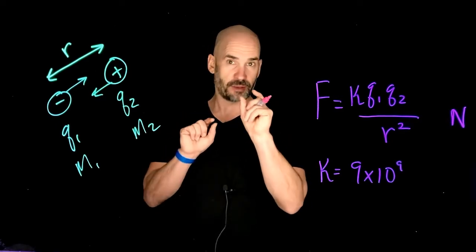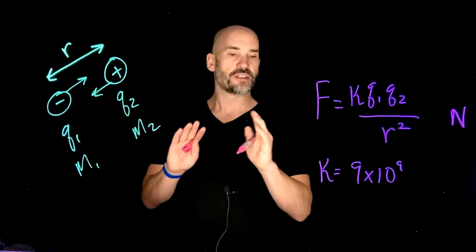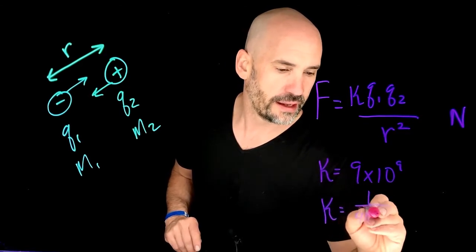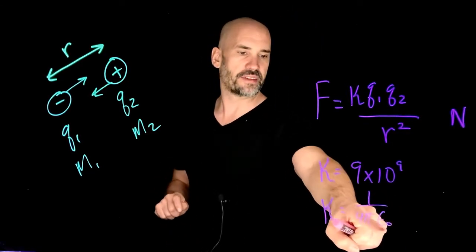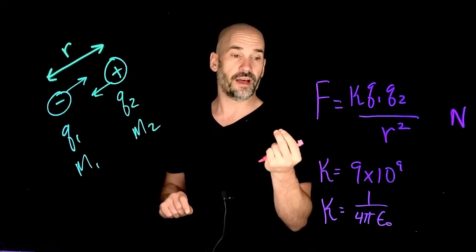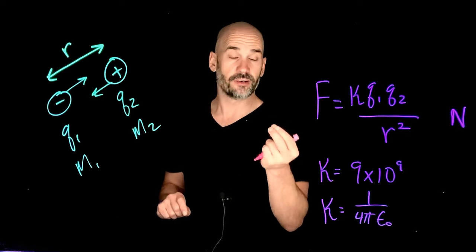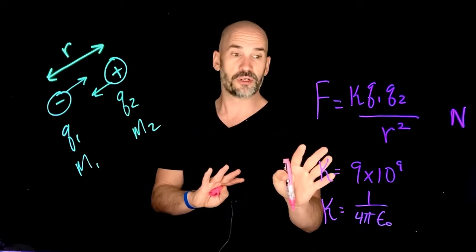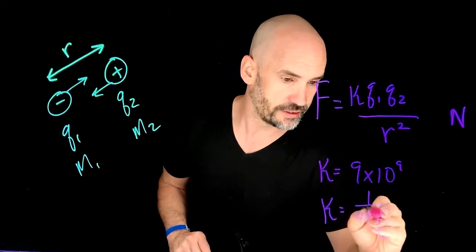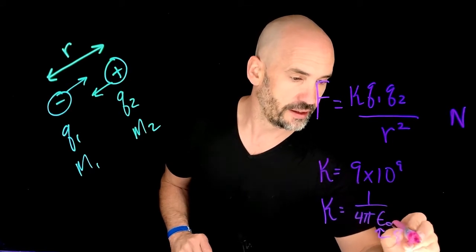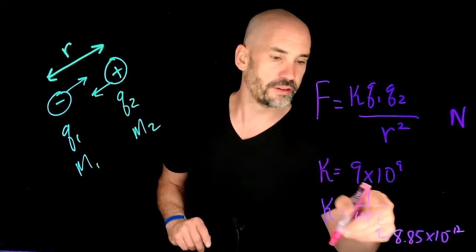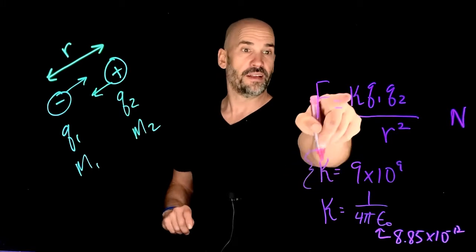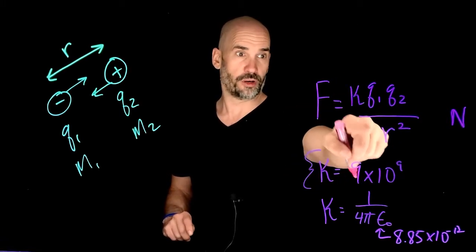One thing to consider: sometimes in the textbook, and we'll see this a few times, you see K written as this crazy thing, 1 over 4 pi epsilon naught. This constant epsilon naught is called the permittivity or the dielectric constant of a vacuum. We're not going to worry too much about it. I will tell you right now that the value for epsilon naught is 8.85 times 10 to the minus 12. We'll talk about this more later, but in the meantime, K is the important constant to make this equation work for units.